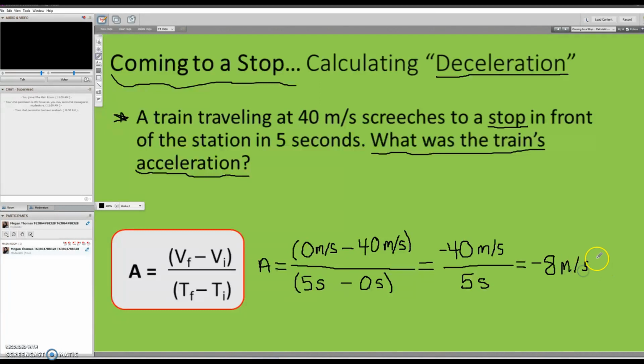And I think by this point, you can remember when we see an answer in meters per second per second, we call it meters per second squared.